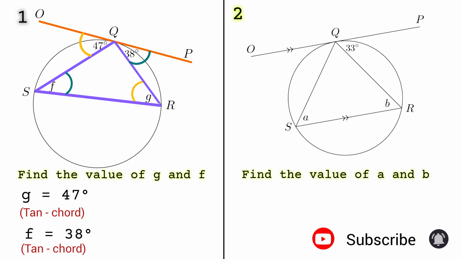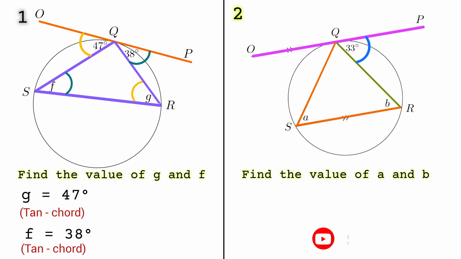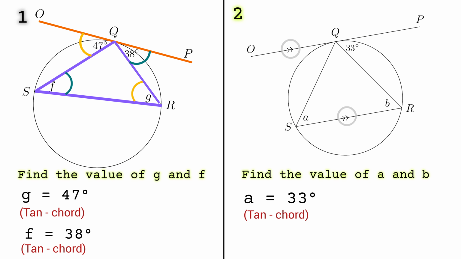When you take a look at the second example, this angle is between a tangent and a chord. So this angle is equal to angle S, which makes the value of A equal to 33 degrees. It is indicated to us that this line is parallel to this line, and we have this shape. Therefore, these two angles are alternate angles, and alternate angles are equal. Therefore, the value of B is also 33 degrees.